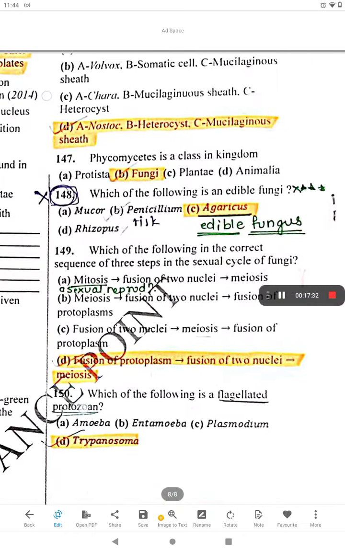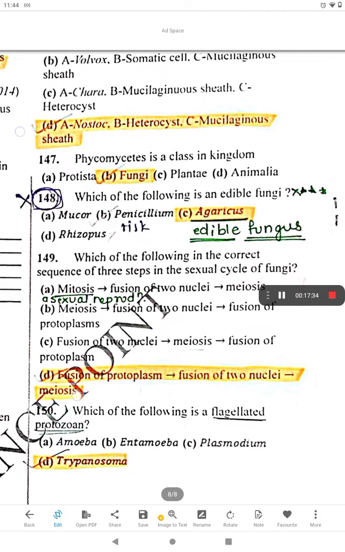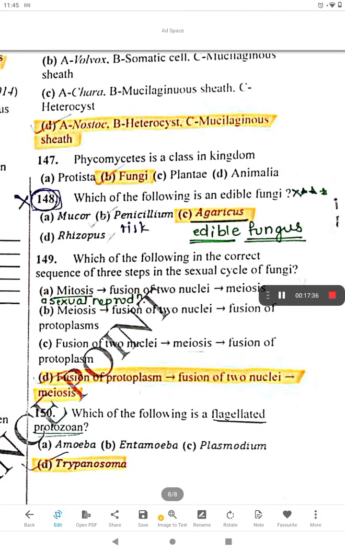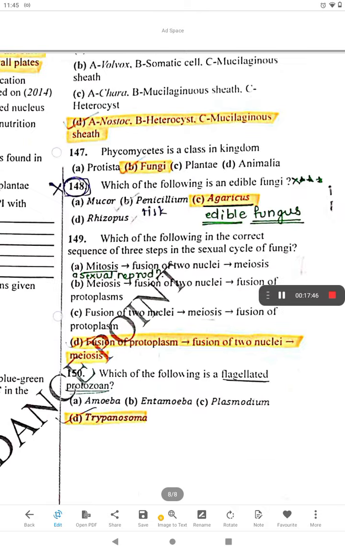148 says that which of the following is an edible fungi? Agaricus, dear, agaricus. खूप फालतू होता. The only mistake in this was you had not read NCERT neatly. Okay, so C option is the right answer.